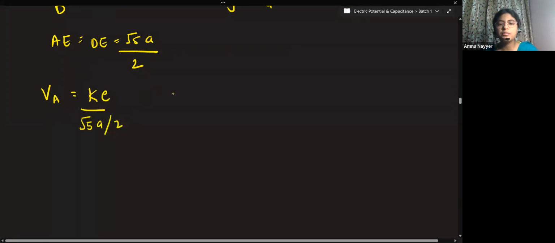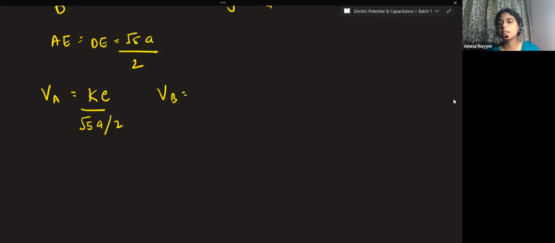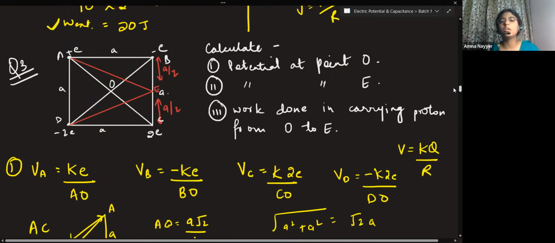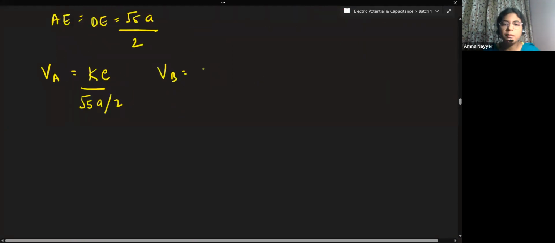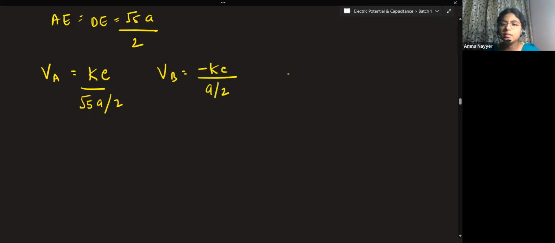And if you take VB, now see, what changes will come? Instead of charge plus E, you have minus E. And the separation of point B to point E is A by 2. So in this formula, V is equal to KQ by R. K we know, Q is minus E, R is A by 2. So potential at B becomes minus KE by A by 2. This is VB.